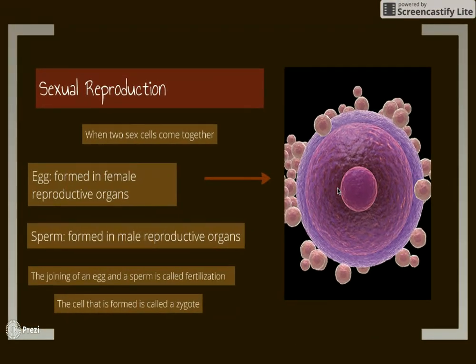Again, sexual reproduction is when two sex cells come together. The egg is formed in the female reproductive organs, and the sperm is formed in the male reproductive organs. The joining of an egg and a sperm is called fertilization, and the cell that is formed as a result of fertilization is called a zygote.